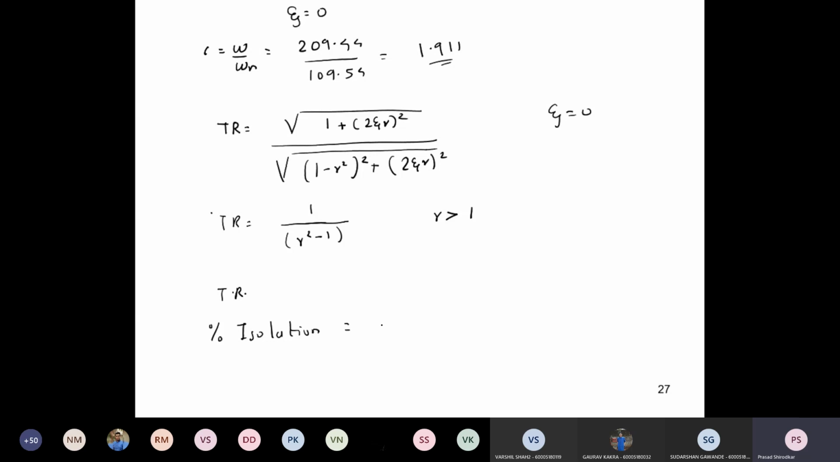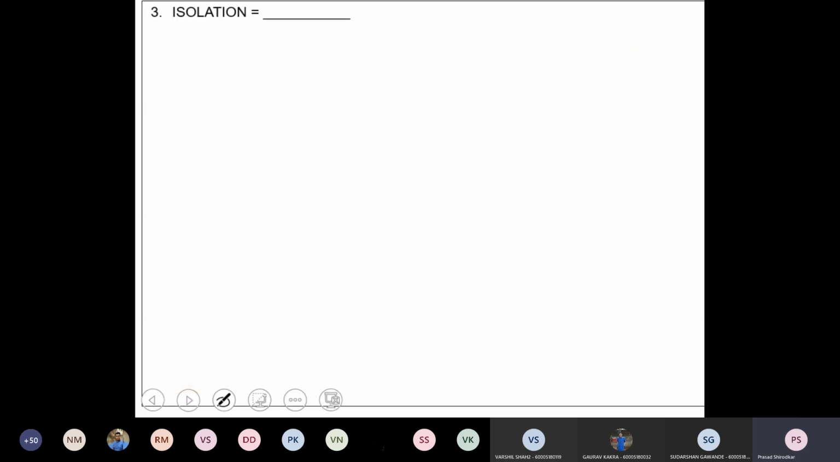So percentage isolation is 100 into 1 minus transmissibility ratio. Okay, open up your quiz question and answer this third quiz question, that is isolation. Again, round off your answer to the nearest whole number.